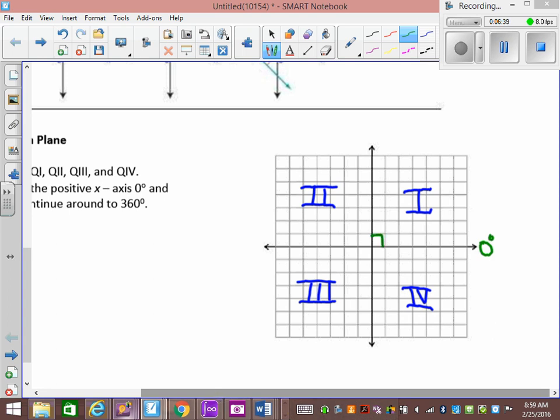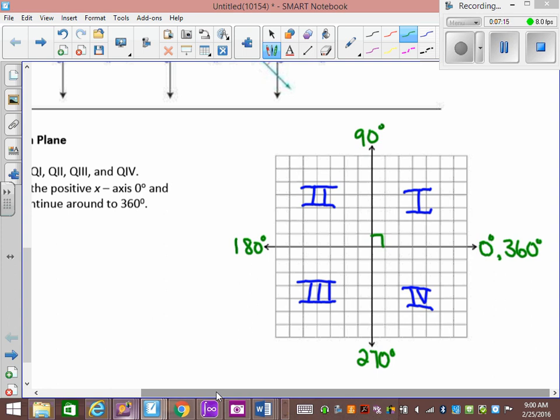90, because I can draw a little square in there, right? So it went 90. So to get to this arm, I'm going to go another 90, which is 180. And then I'm going to go another 90, which is 270. And then another 90, which is 360. How many degrees are in a circle? 360. That's why we can draw the unit circle on the Cartesian plane, because the Cartesian plane covers 360 degrees.